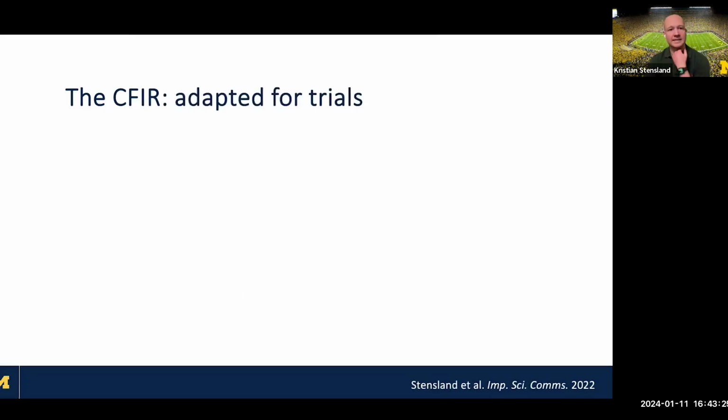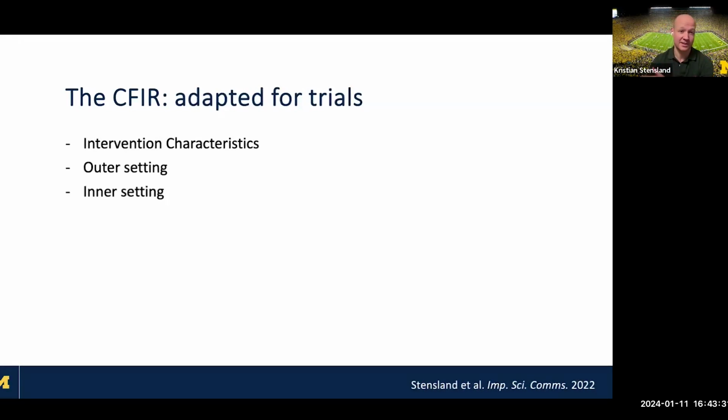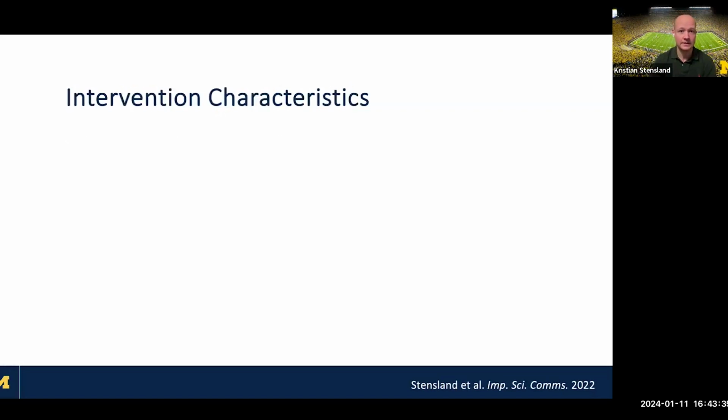And so what we did was adapt the CFIR specifically for trials. The 5 domains that we're going to talk about are intervention characteristics, outer and inner setting, characteristics of individuals, and process models. And each of these have links to specific characteristics of clinical trials that we're going to be analyzing in order to try to find what either helps or hinders enrollment to trials.